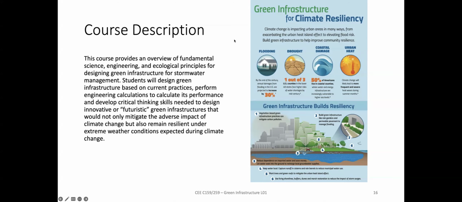So a little bit about the course description, what this course is about, and what you should know about the syllabus. First thing is this course provides an overview of fundamental science and engineering ecological principles for designing green infrastructures for stormwater management. Here, you'll learn different current practices, from engineering calculations to design these infrastructures, and mostly you design them keeping the future in mind. Future means future climates.